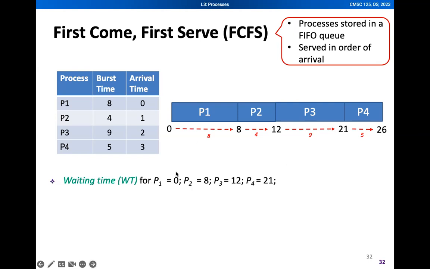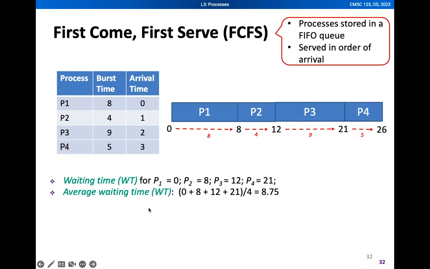For P1, its waiting time is 0 since it did not wait for other processes. For P2, it has to wait for 8 seconds since P1 still has to execute. And then P3 waited for 12 seconds before it got to execute. And P4 waited for 21 seconds before it got to execute.